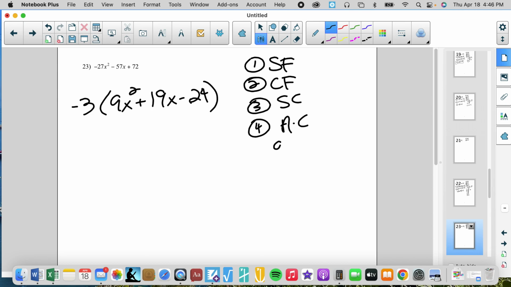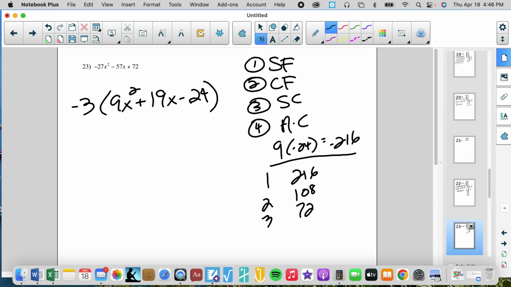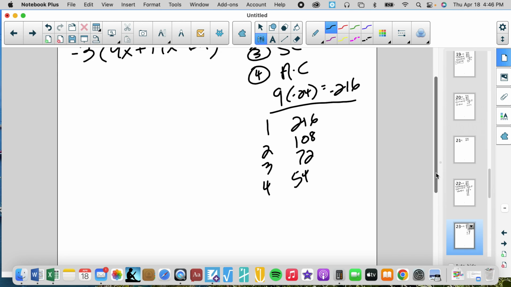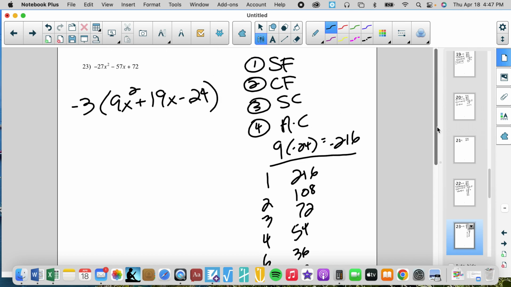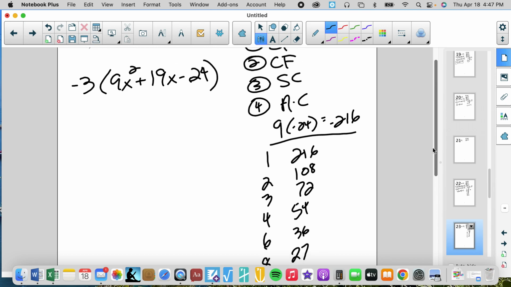A times C, 9 times negative 24, negative 216. 1 and 216, 2 and 108. I feel like I've done these before. 3, yes, 72, 4, yes, 4 and 54. Signs are different, and we're going to be subtracting. 5, no, 6, yes, 6 and 36, 7, no, 8, yes, 8 and 27, 19. There it is. Signs are different.